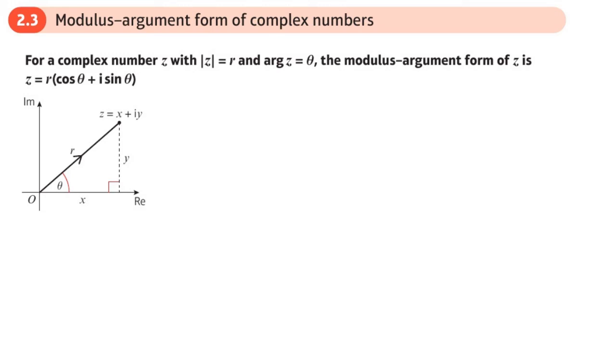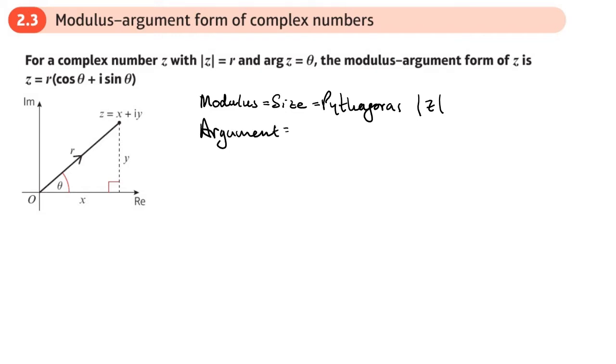Section 2.3, modulus argument form of complex numbers. Now all this is another way to write a complex number, and this is where we use the modulus and the argument. You'll remember that the modulus of a complex number basically was the size, wasn't it? And we used Pythagoras to find that, and I said that was the notation that we use. The argument was basically this angle in radians, and the way that we wrote that was arg z.